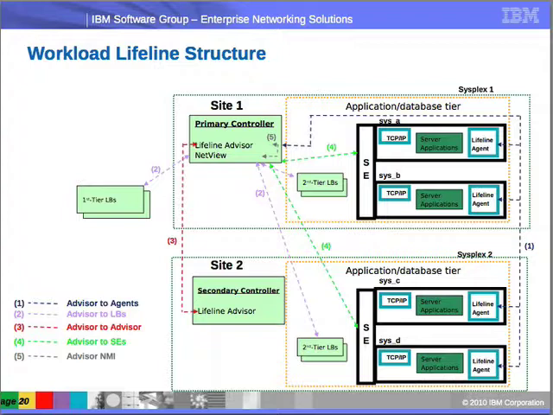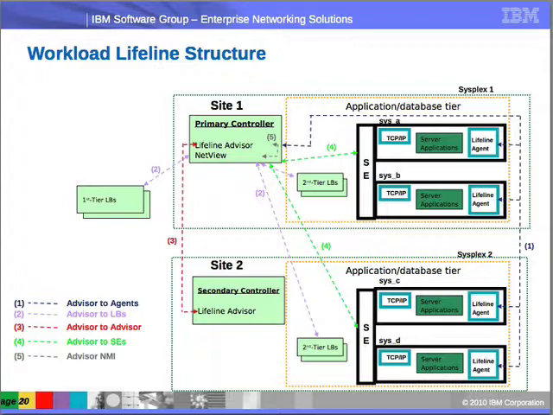What you see here is two Lifeline advisors, each one in a primary and a secondary controller, and they're running in distinct sites. These sites can be geographically a large distance apart. We also have in each site a data center where there are server applications running, as well as a Lifeline agent running on each one of these LPARs within that data center.